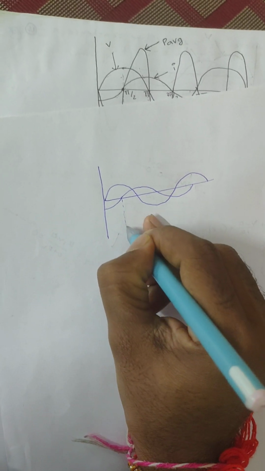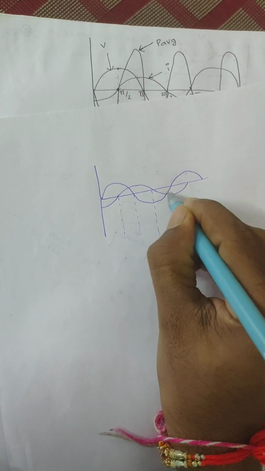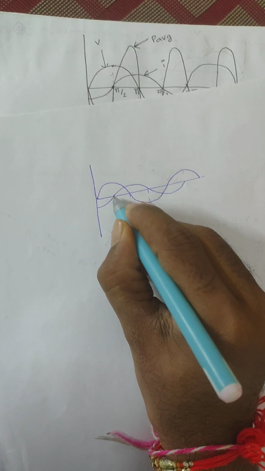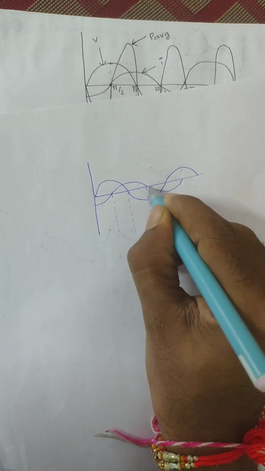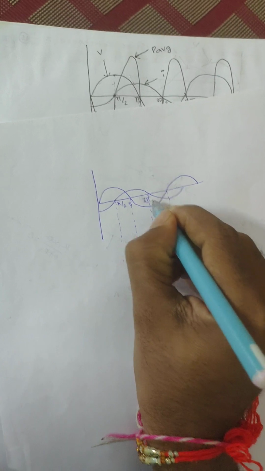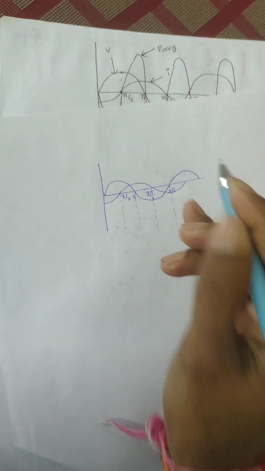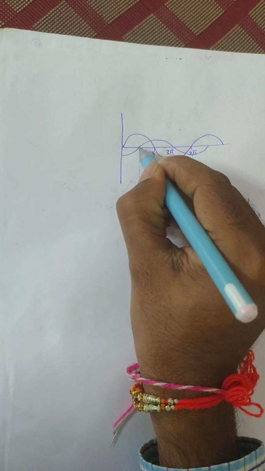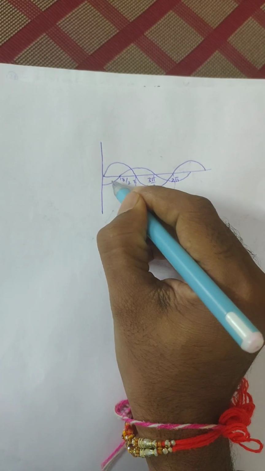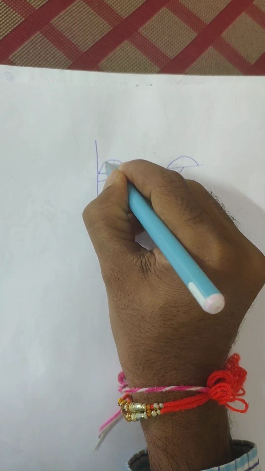Now see here, for a full cycle this waveform is divided into 4 equal parts, right? 1, 2, 3, 4. This is π/2, π, 3π/2, and here 2π, that is 90, 180, 270, 360, right? Now see here, power is nothing but the product of voltage and current, right? For the period from 0 to π/2, voltage is positive.